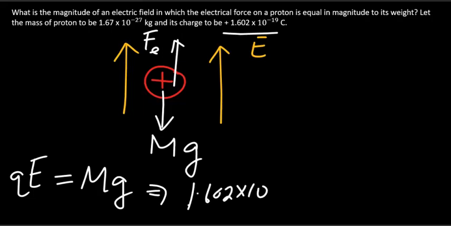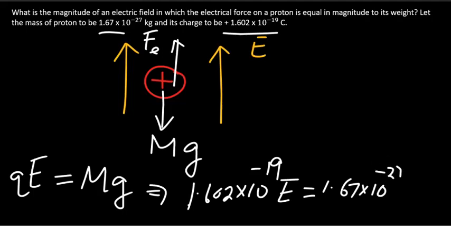1.602 times 10 to the power minus 19 Coulomb. Electric field is what we want to determine. The mass of the proton is 1.67 times 10 to the power minus 27 kg times gravity, which is 9.81. And from this equation, we can solve for the electric field.